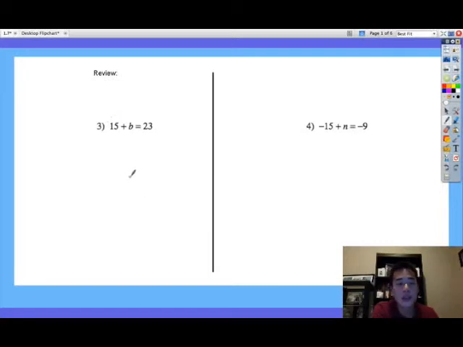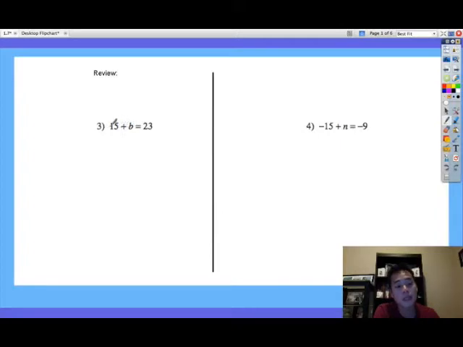Alright guys, so yesterday we worked on solving one-step equations by adding and subtracting, so I'm going to quickly review. The problem on the left-hand side says 15 plus b is equal to 23. Well, yesterday we talked about doing the inverse operation, so you always look on the side of the variable. Here I have b as my variable.